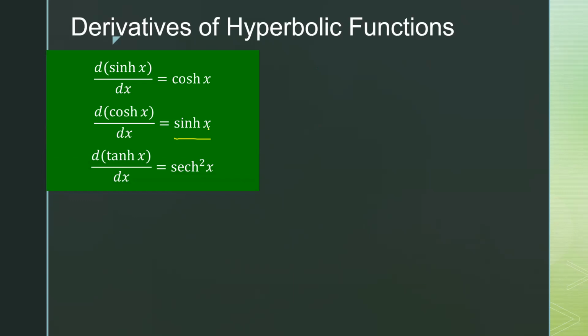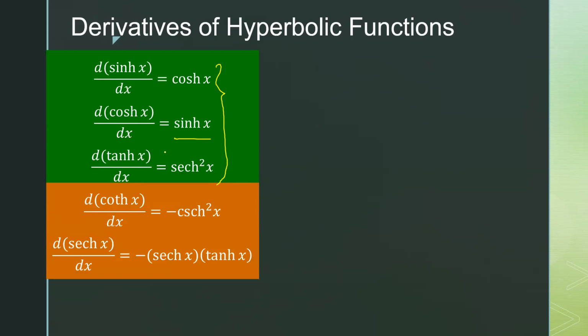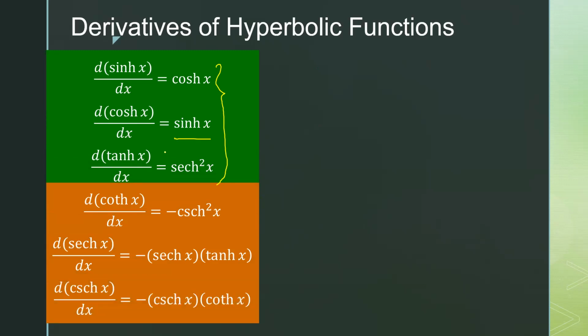Okay? So ito yung mga basic trigonometric functions. Si sinh, si cosh, si tanh, yung mga derivatives nila are all positive. Yung mga kasunod na, sila yung magiging negative. Yan. Halos kaparehas lang din ng ating sa ordinary trigo, di ba?